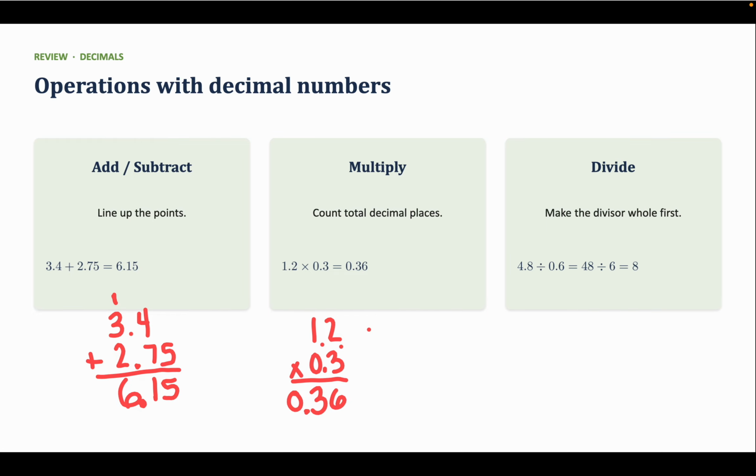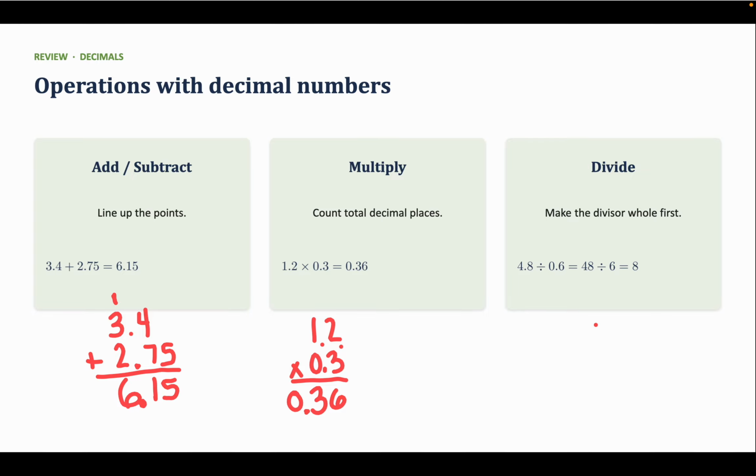Now, when we divide with decimals, we want to make our divisor a whole number first. So in order to do that, we can multiply these numbers by 10 as many times as we need. In this case, we just need to multiply it by 10 once. So the 4.8 turns into 48 and 6/10 turns into 6, and then we can just divide.